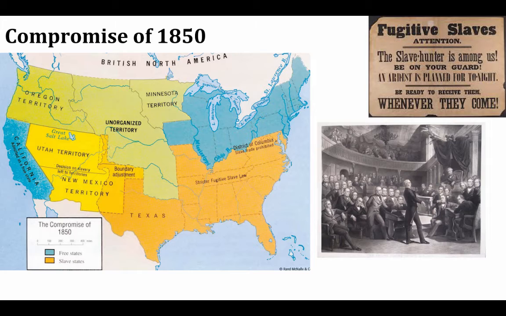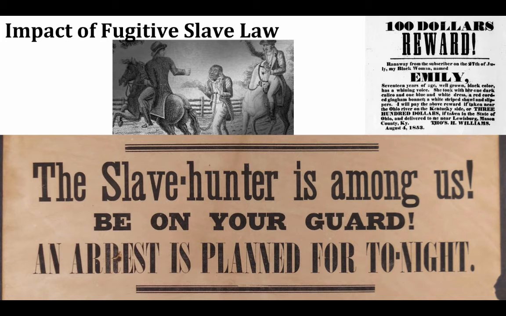They're going to rely on a little bit of popular sovereignty for the new territory. There's going to be some give here for both sides. Slave trade is now banned in D.C. However, the South gets their stricter fugitive slave law. So that's the Compromise of 1850.